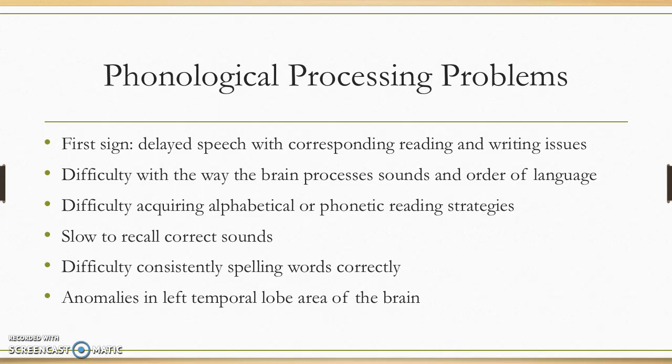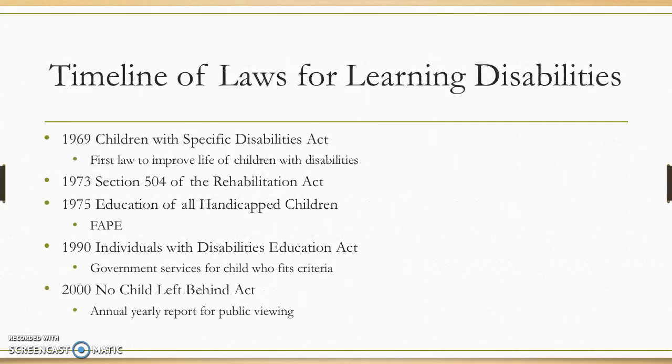Phonological processing problems. The first sign is delayed speech with corresponding reading and writing issues at a young age, difficulty with the way the brain processes sounds and orders of language, difficulty acquiring alphabetical or phonetic reading strategies, slow to recall correct sounds, difficulty consistently spelling words correctly, and anomalies in the left temporal lobe area of the brain.